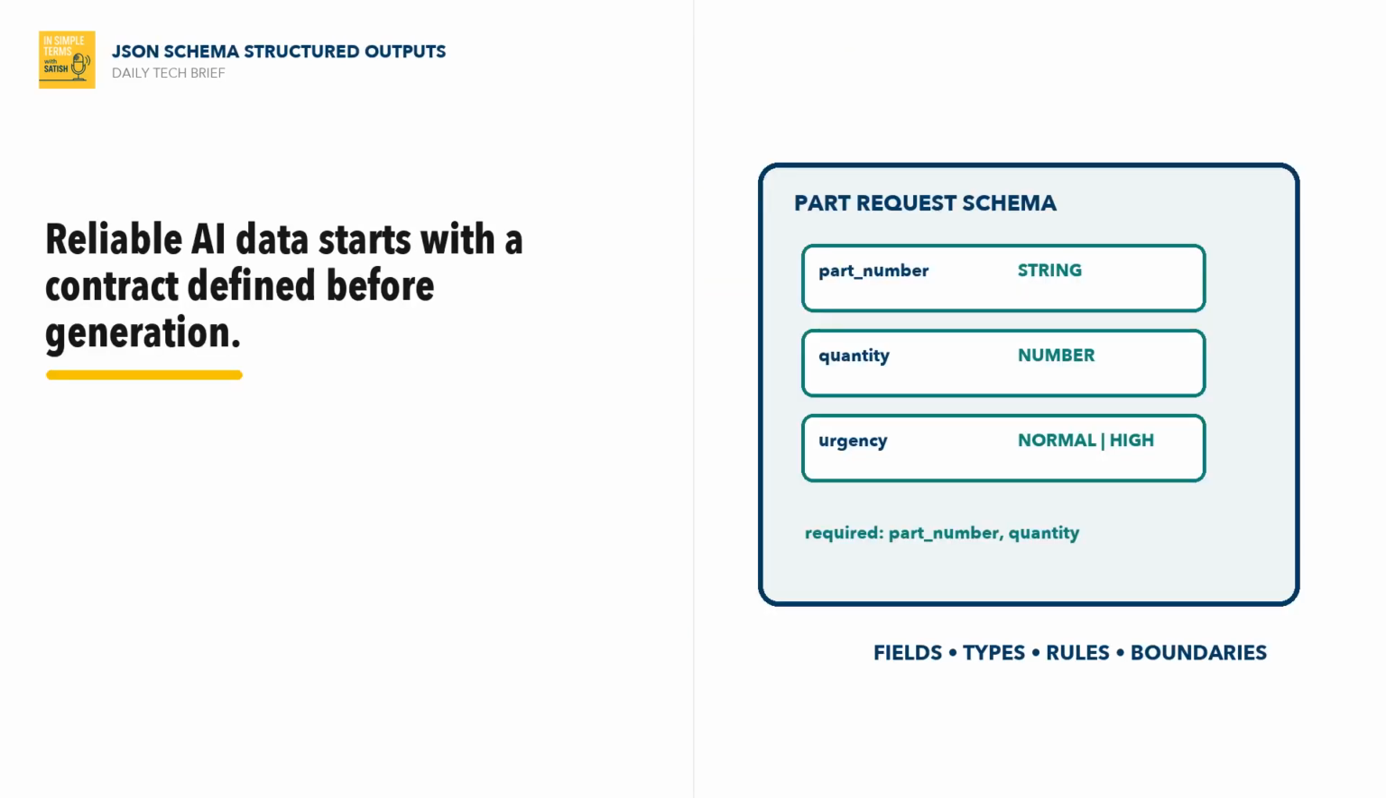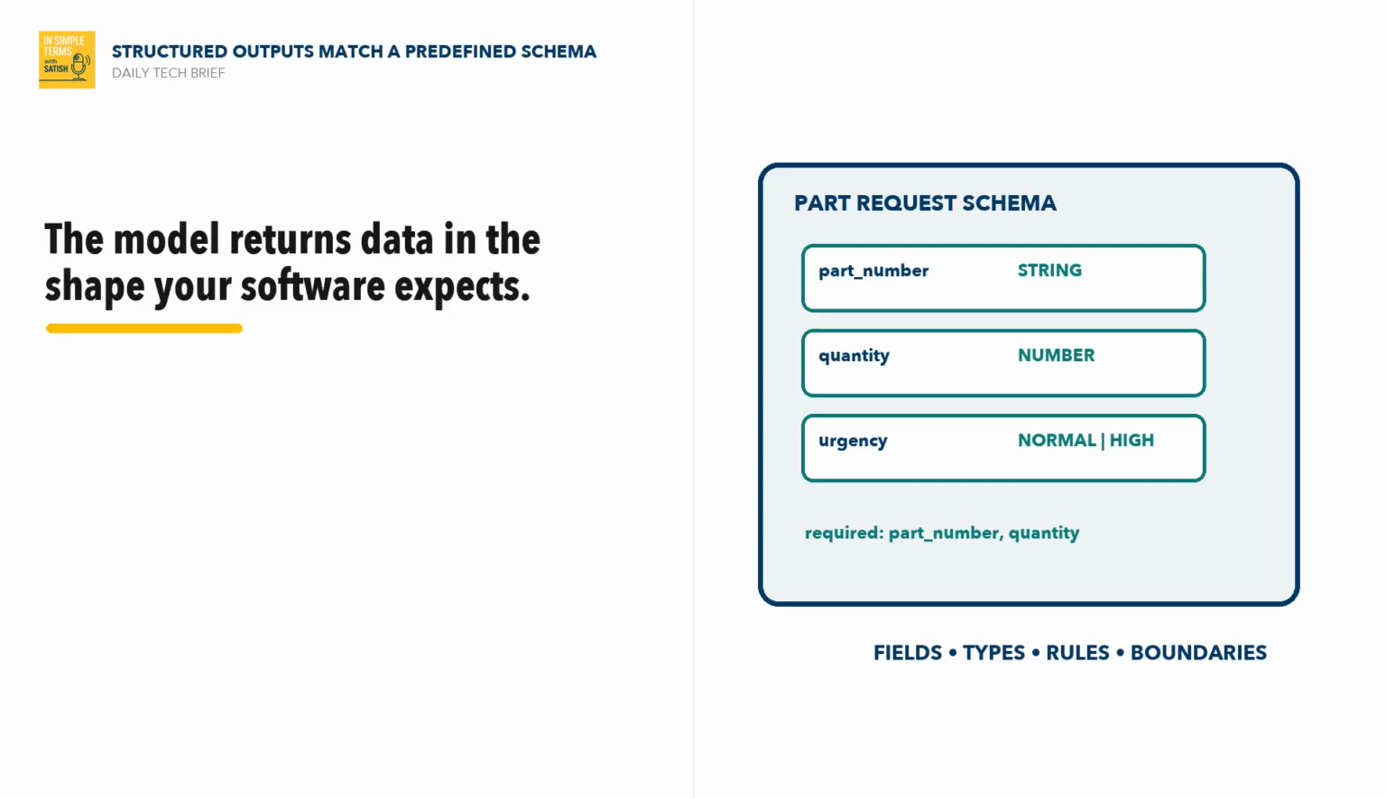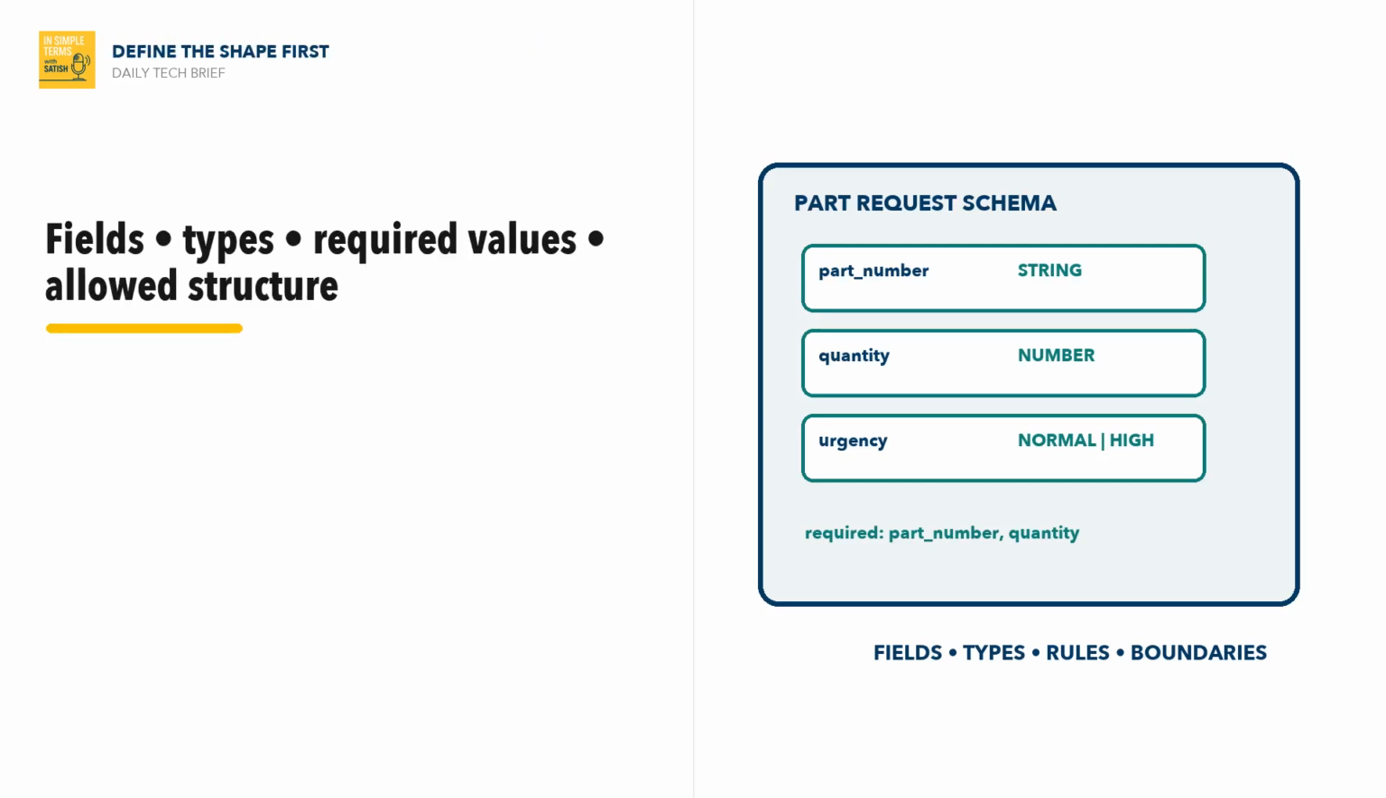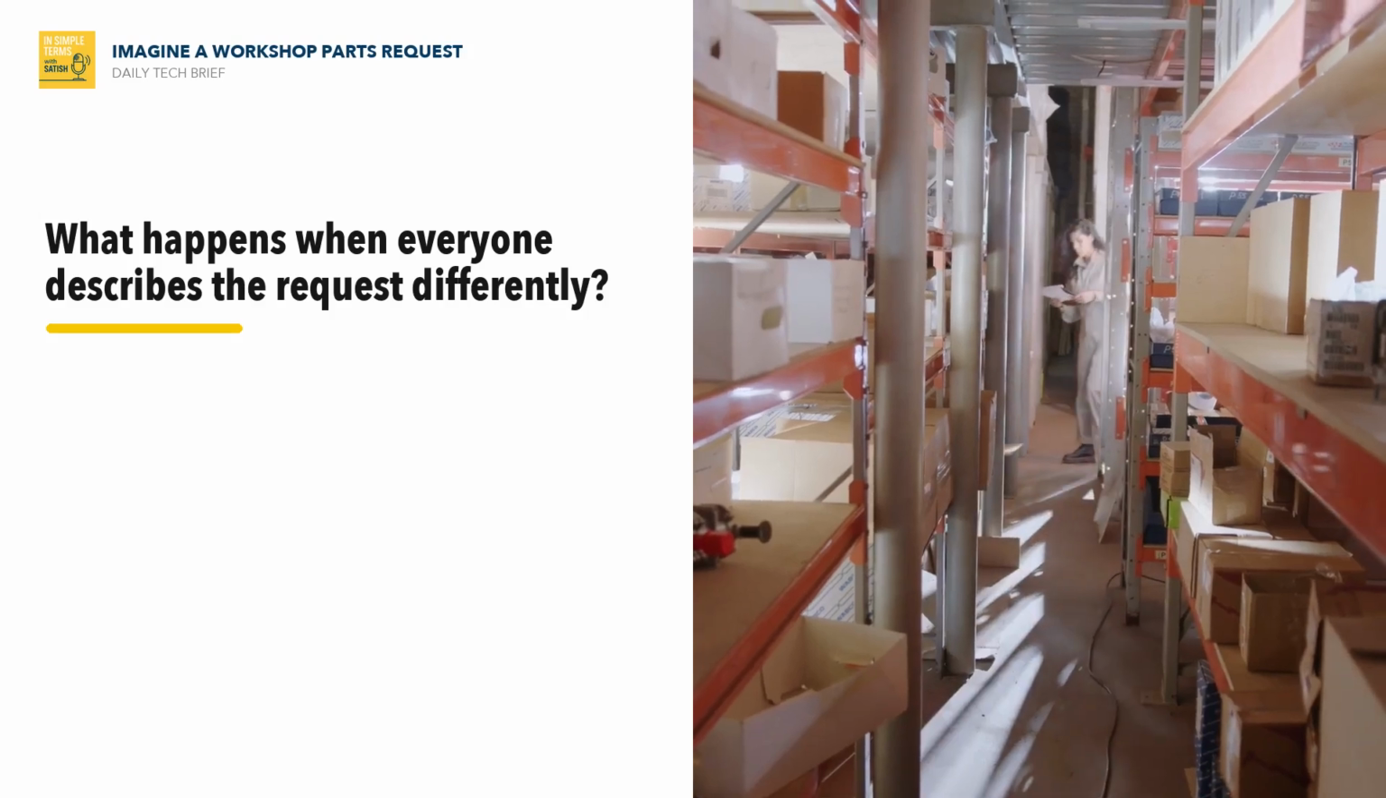Today we are talking about JSON Schema structured outputs. Let us start with the technology first. Structured outputs are the pattern where an AI model returns data that is shaped to match a schema your software defines in advance. Now let us use an everyday example.